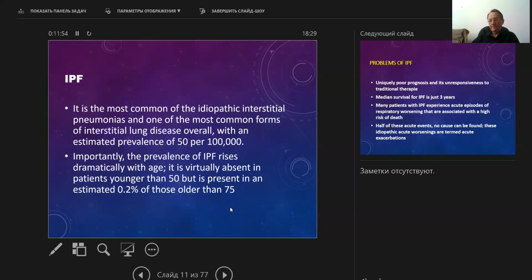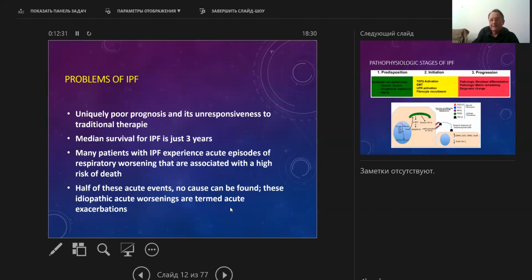In my opinion, the pandemic of the new coronavirus disease will have a great influence on the prevalence of IPF in the future, and we can expect a dramatically increased prevalence of IPF. But it's only my opinion, we should wait.